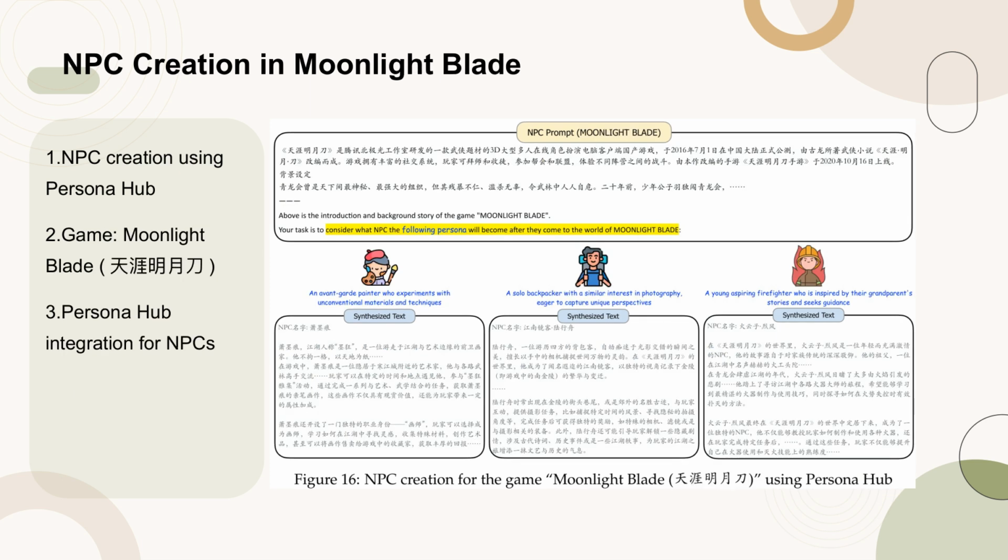Figure 16 illustrates the process of creating NPCs for the game Moonlight Blade, using the Persona Hub. This figure showcases how Persona Hub is integrated into the game development process to generate unique and engaging NPCs, enhancing the player experience within the game world.